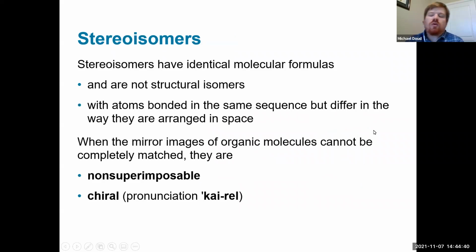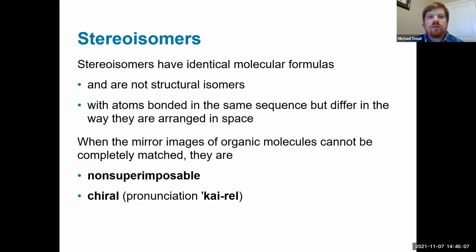Okay, so stereoisomers go one step further. They have the same molecular formula, and they're not structural isomers because the atoms are still bonded in the same sequence. The only thing that's different about the 2 stereoisomers is that the way those atoms are arranged in space is different. So this is how we identify this.